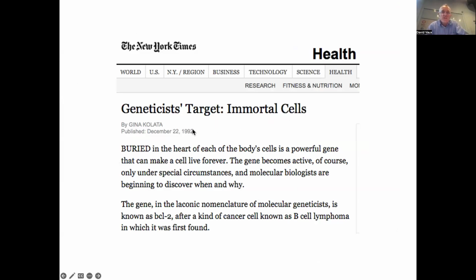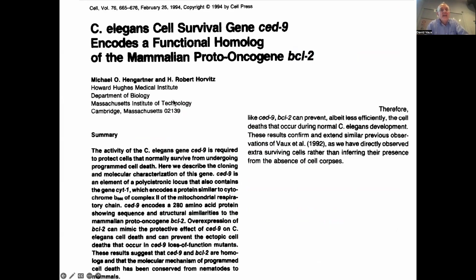Geneticists target immortal cells buried in the heart of body cells as a powerful gene that can make cells live forever, et cetera. This gene is known as BCL2. So we were all on a real high after that. And that was December 1992.